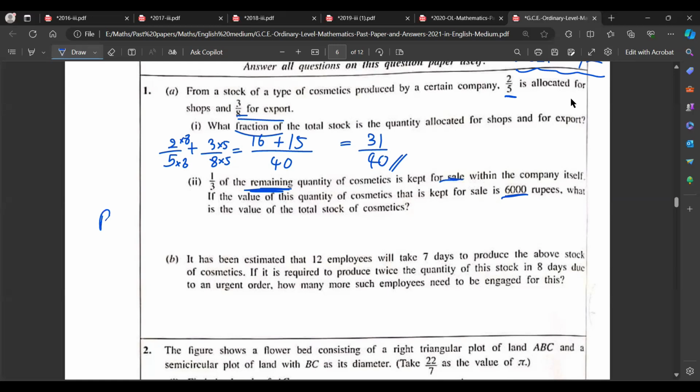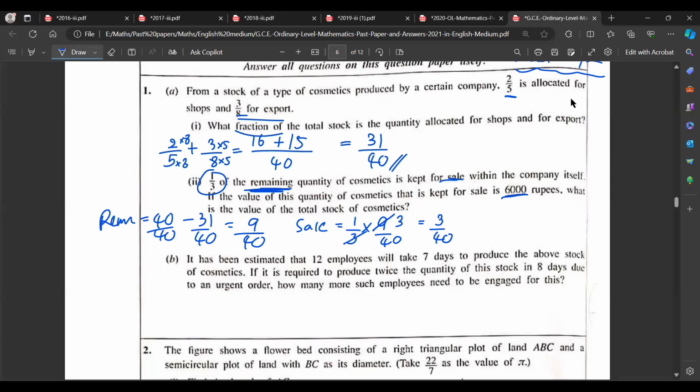What is remaining? If there are 40 parts, 31 parts are used, so the remaining should be 9 out of 40. Of that, 1 over 3 is kept for sale. For sale should be 1 over 3 multiplied by 9 over 40. Simplify: 3 over 40 is used for the sale.